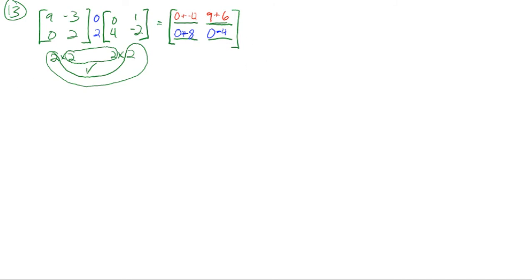And now we just need to put all that together. 0 minus 12 is negative 12. 9 plus 6 is 15. 0 plus 8 is 8. 0 minus 4 is negative 4. Okay? So there you go. There is 13.